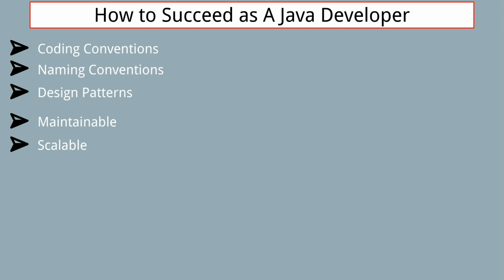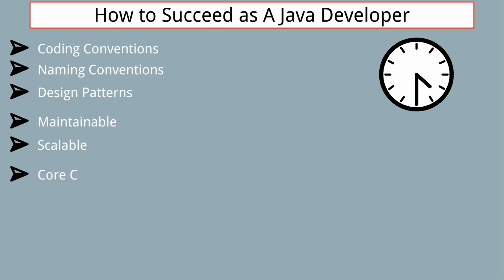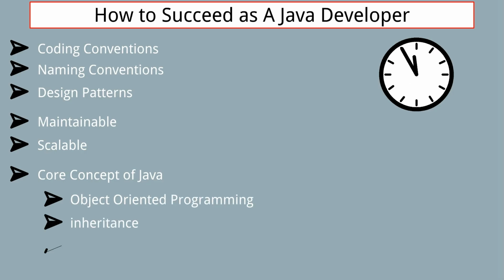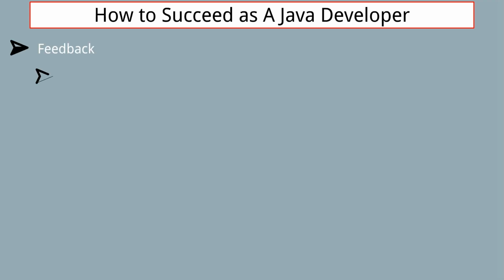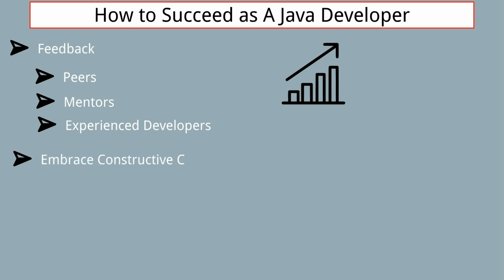All right. Then another advice is invest time in understanding the core concepts of Java, including object oriented programming, inheritance, polymorphism, and exception handling. A strong foundation will empower you to tackle complex projects with confidence. Then actively seek feedback from peers, mentors, and experienced developers to enhance your skills. Embrace constructive criticism, learn from your mistakes, and strive for continuous improvement in your coding practices.